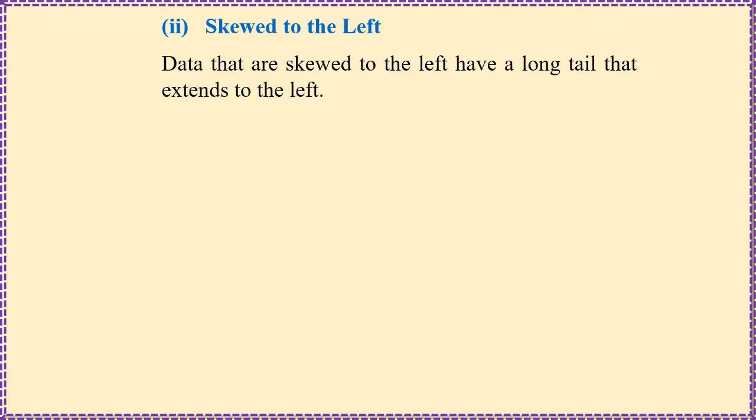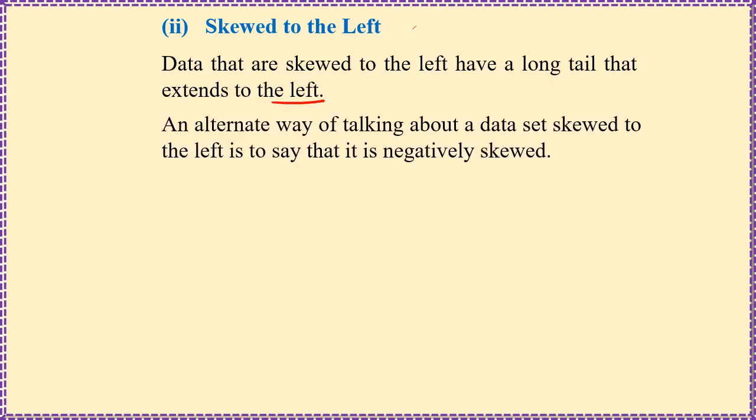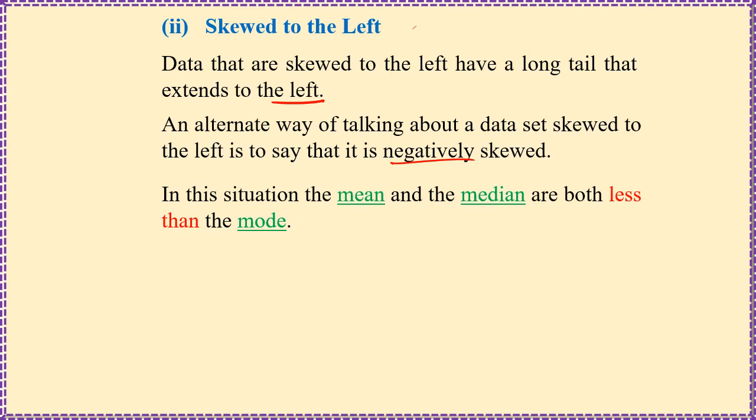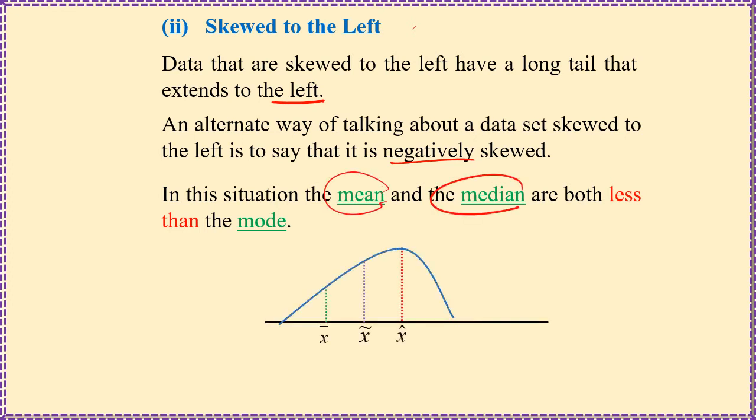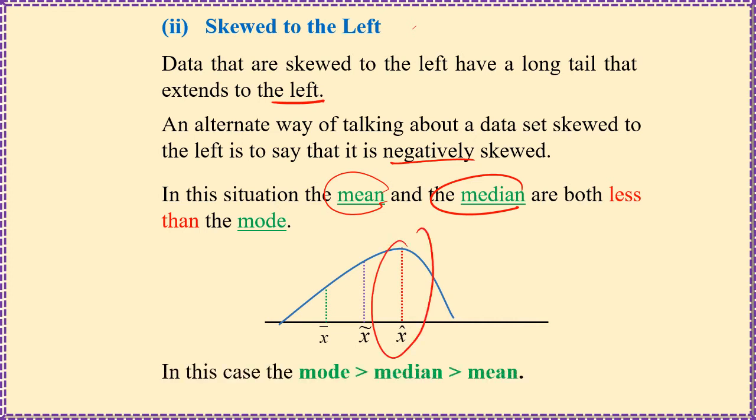Skewed to the left. Data that are skewed to the left have a long tail that extends to the left. An alternate way of talking about a data set skewed to the left is to say that it is negatively skewed. In this situation, the mean and median are both less than the mode. So it will be the opposite of skewed to the right. We can see that the mode will be the bigger value on the right side, so the tail will be on the left side.